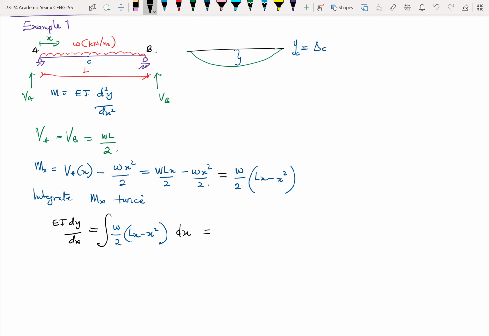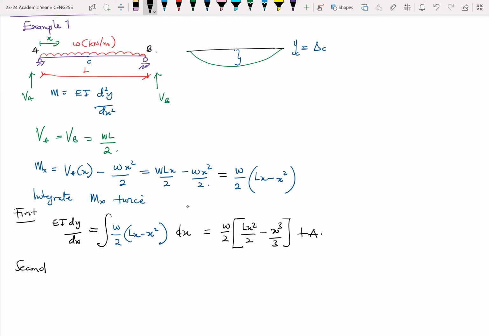Okay. So this will give us W over 2 times LX squared over 2 minus X cubed over 3. I assume we can all do integration. And since we don't have limits of integration, we need to include a constant. So this is the first one. Now let's do the second integration.